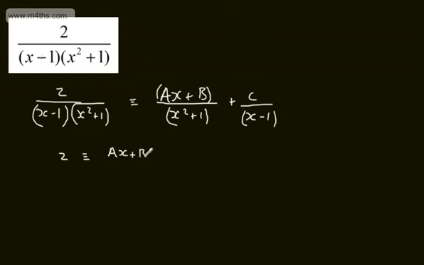(Ax + b) multiplied now by (x − 1). If we now consider, we're going to have plus c, and then the (x − 1) will cancel, and we'll have x² + 1. Okay, so let's see how we can deal with this.